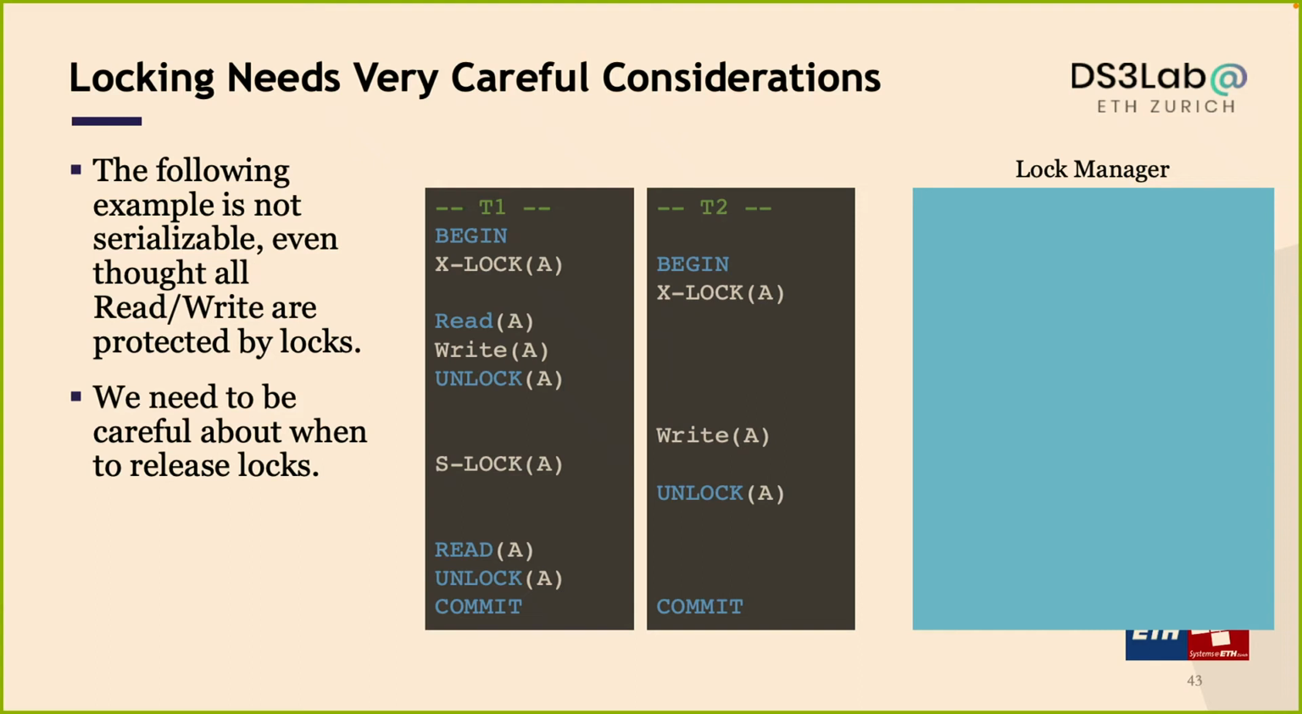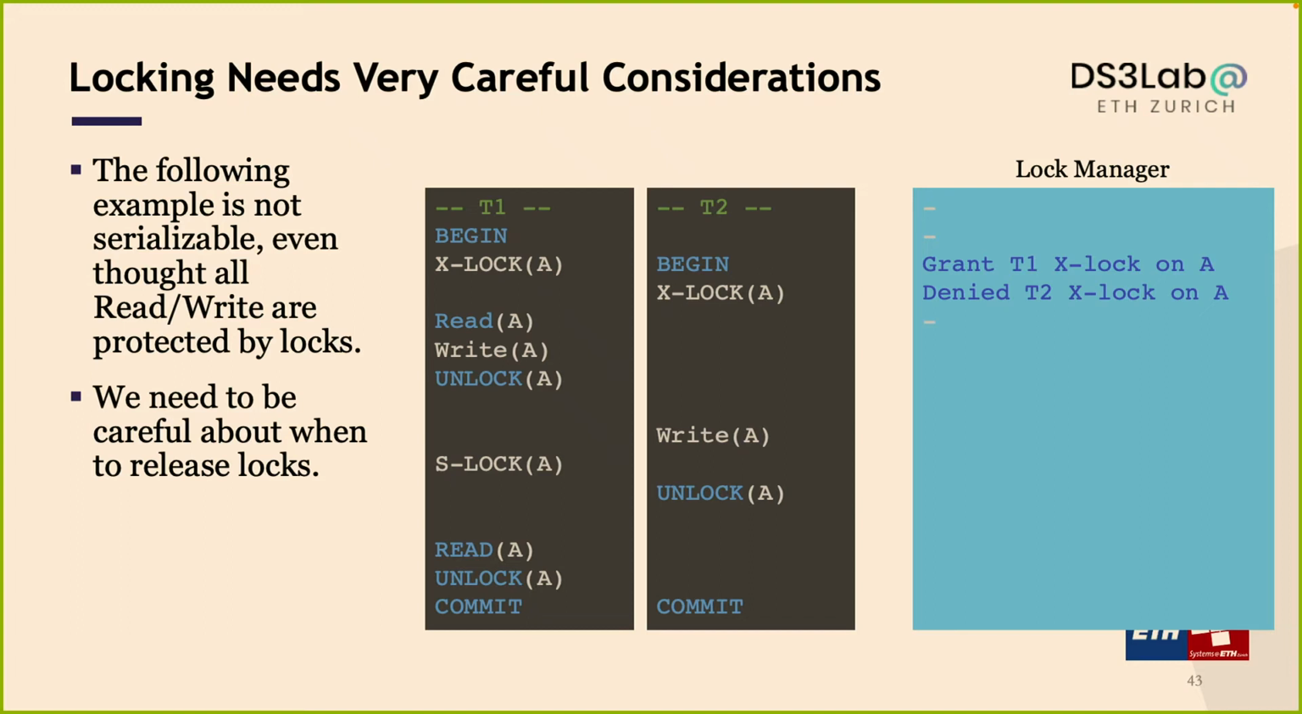So assuming I have these two transactions, okay? In the beginning, T1 is going to ask for an exclusive lock on A, because I know I'm going to write it. Okay? And then T2 will say, I will also write A, but I want a lock. So in this case, the lock manager is going to ask T2 to wait, because someone else is holding the exclusive lock.